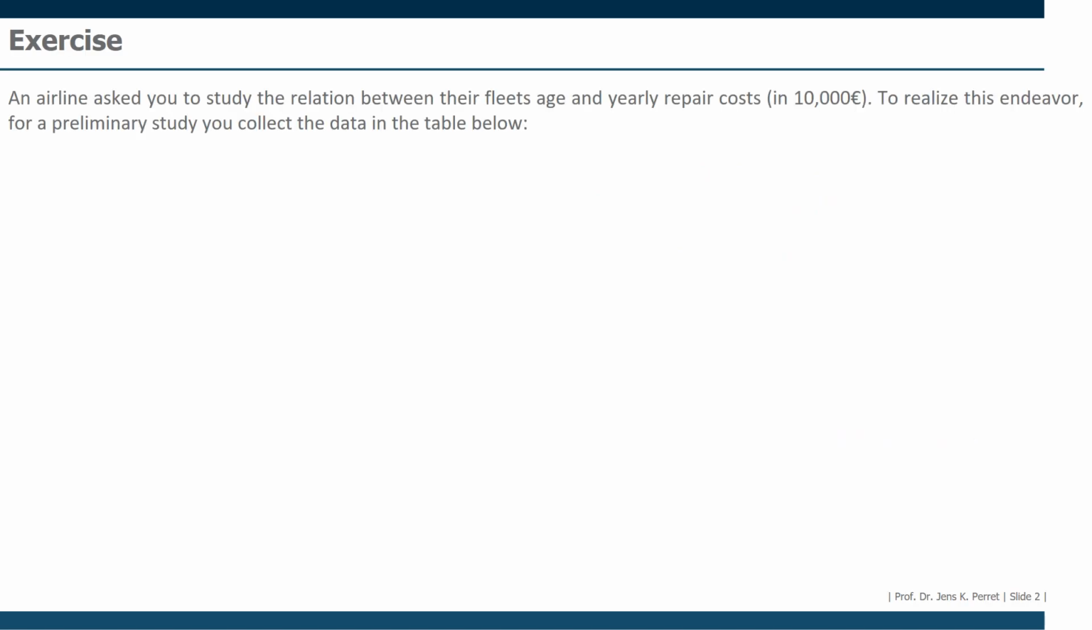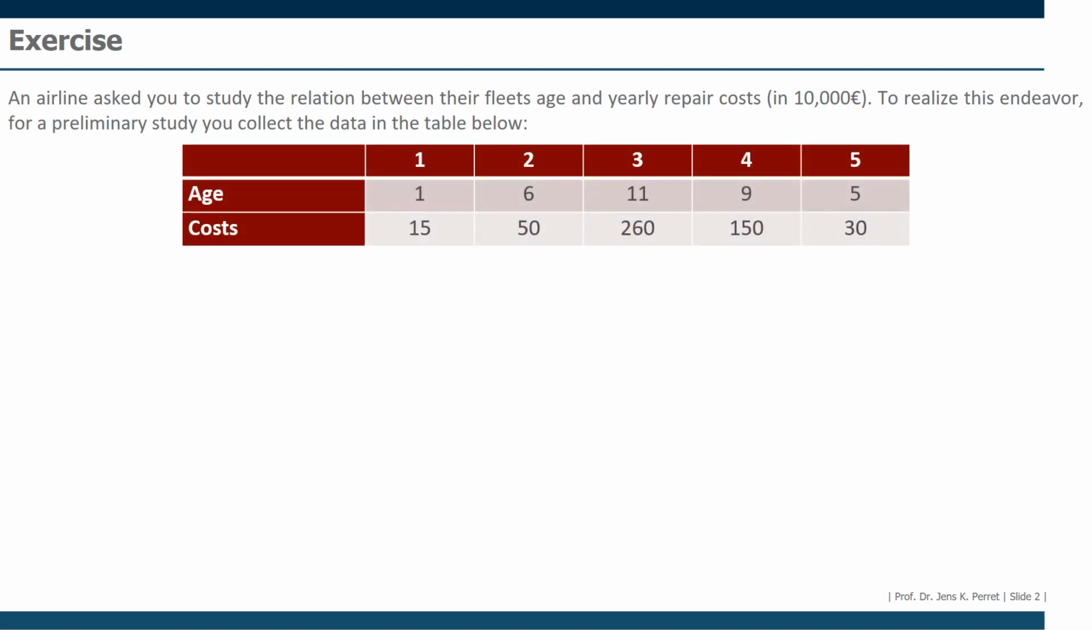Here we have an airline that asks you to study the relation between their fleet's age and yearly repair costs in 10,000 euros. To realize this endeavor, for a preliminary study you collect the data in the table below. So here we have, for 5 different planes, the age and the cost. And we can assume that the cost depends in one way or another on the age. So cost is the dependent and age is the independent variable.